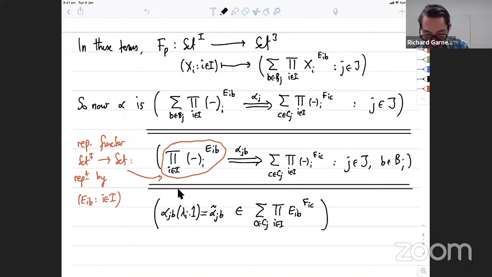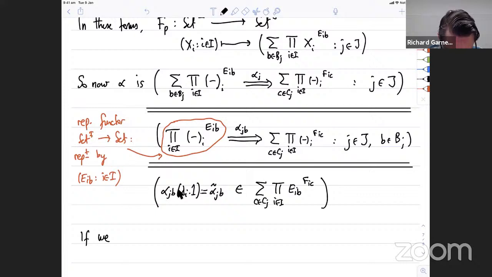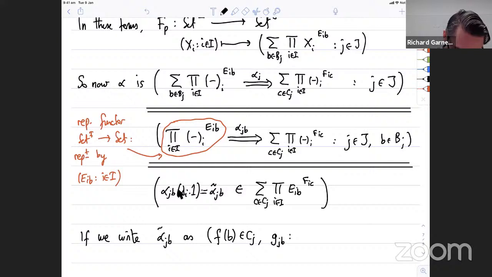Okay, nearly there. So this is a bunch of elements. So if we write alpha twiddle jb as, well, it's a pair of some element in C_j, and I'm going to write that as f of b in C_j. And then my second thing is a map, which I'm going to write as g sub jb. And if you look at it, it's a family of maps, and so I'm going to take those individually. So for each i give a map from f_i c to e_ib. So I can view that as a family of maps, which I'm going to call g sub ib, going from f_i comma f of b into e_i comma b. And this is for each i in I.